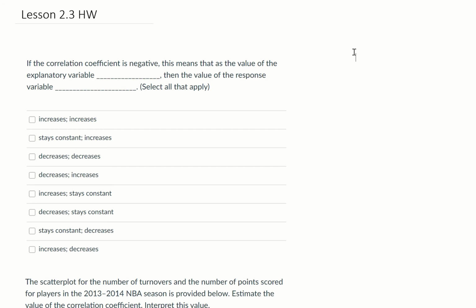So we're going to cover the homework problems from Canvas, the practice quiz for 2.3. Now this lesson was about correlation, so it's all about correlation coefficients and more association stuff for scatter plots. So let's go ahead and get started.